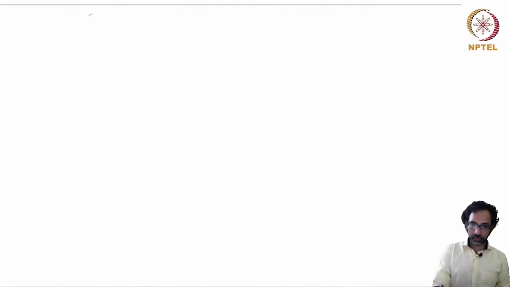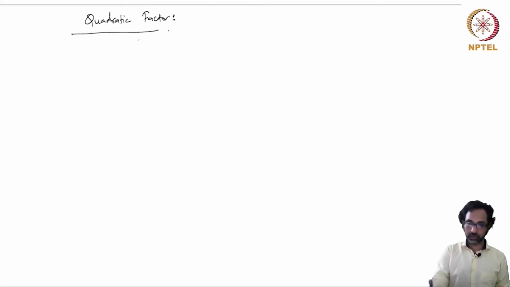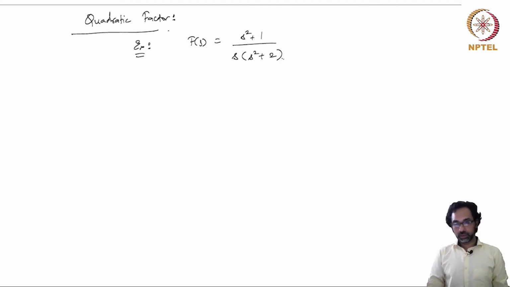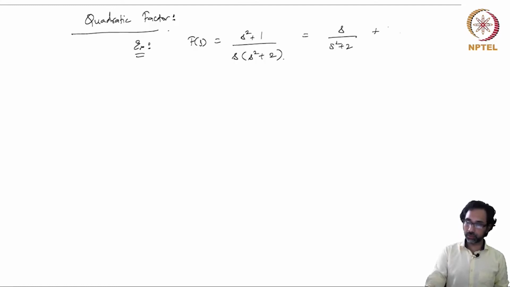So now let's look at an example for a quadratic factor. So let's take an example. Let me take F(s) to be (s squared plus 1) over s times (s squared plus 2). I can rewrite it as s over (s squared plus 2) plus 1 over s times (s squared plus 2).